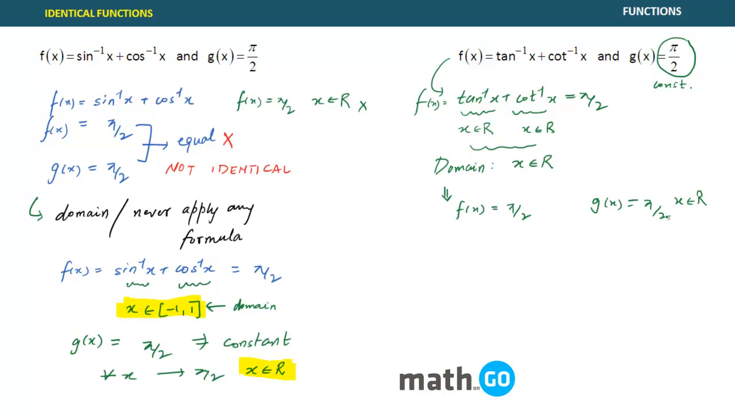Now the domain is also equal, and for any value of x you will get the same answer, or the same output. For example, if you put x equal to 1 in both the functions, you will obviously get pi by 2. Now I can say these functions are identical in nature. And though at the front these two equations look exactly similar, this left hand side equation is not identical. This is identical.